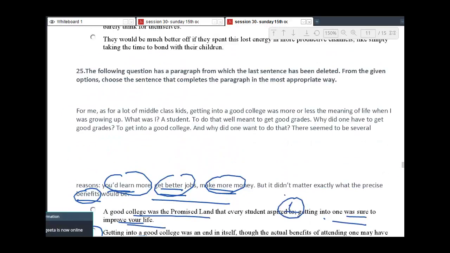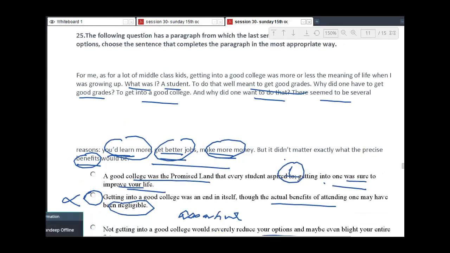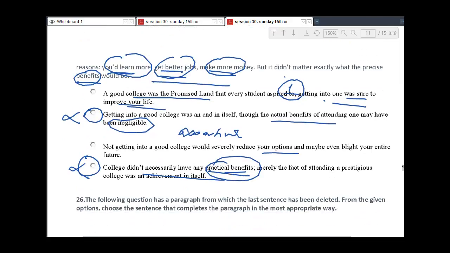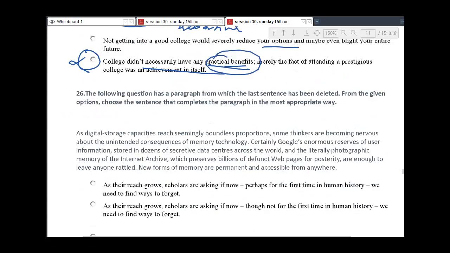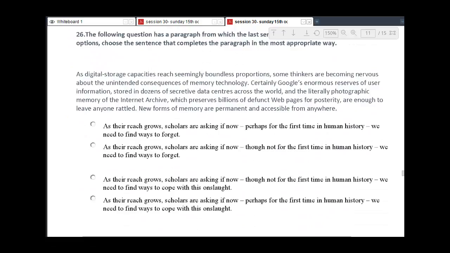That is equally important. He says, for me, as for a lot of other people, getting into a good college was important. What was I a student? That meant to do well and get good grades. One is the answer, of course. And I think this is a doable question. So how many doable questions have we seen so far? We have seen 4 doable questions, the 2 odd sentence questions and the 2 para completion questions, and there is one more para completion question immediately after this, and this is the easiest of all the questions.